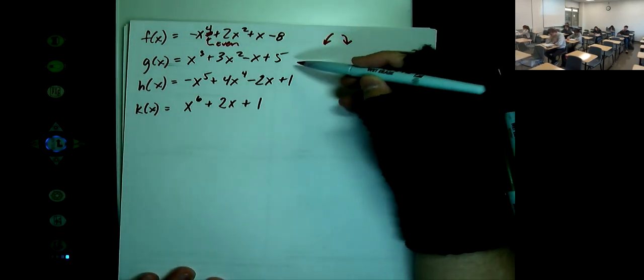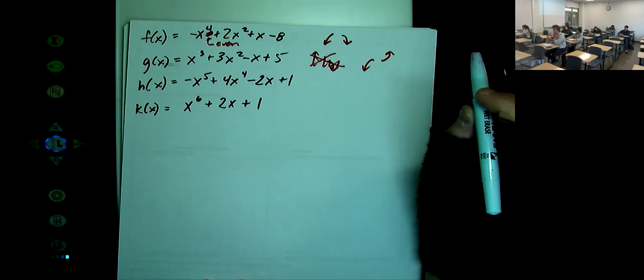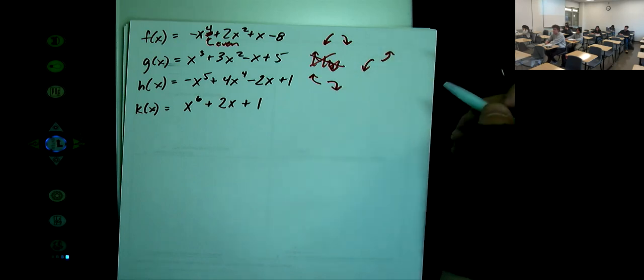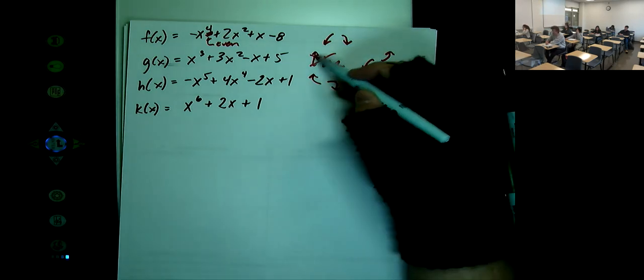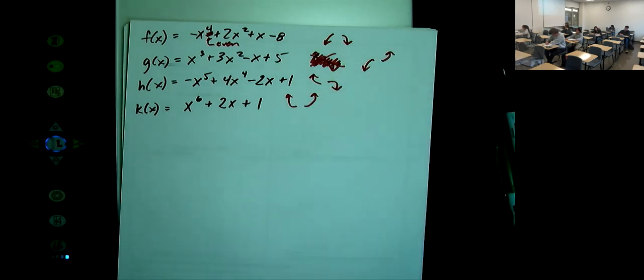What about x cubed? G of x. The left side is going up. The right side. Like that? You guys agree? Oh, so it is the other way. This one you had it right. That one's doing that. That's what I was doing. And this one's throwing its hands in the air.